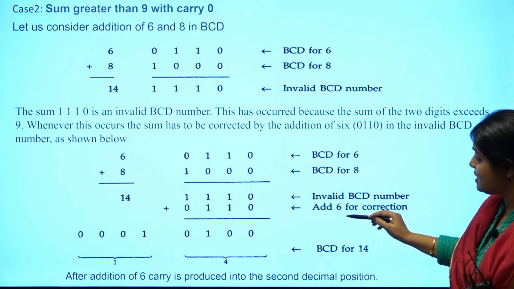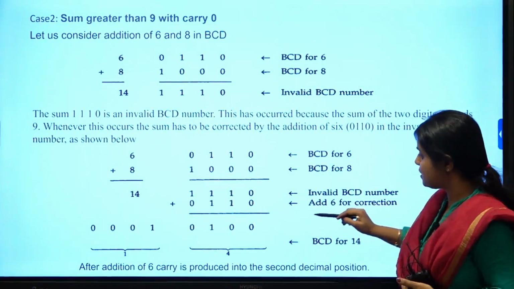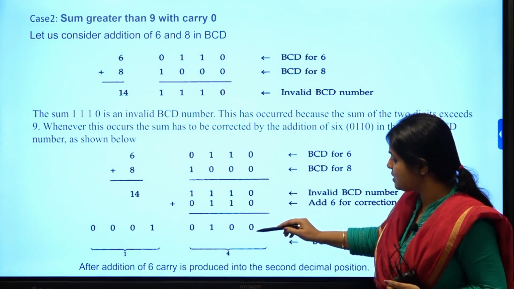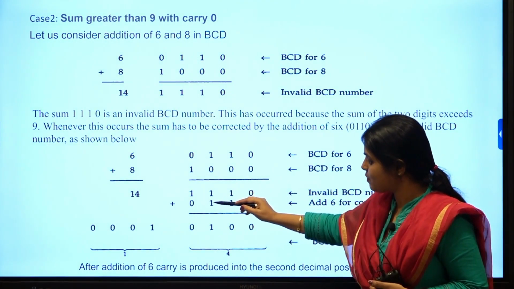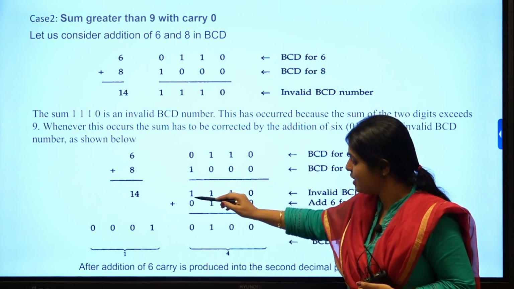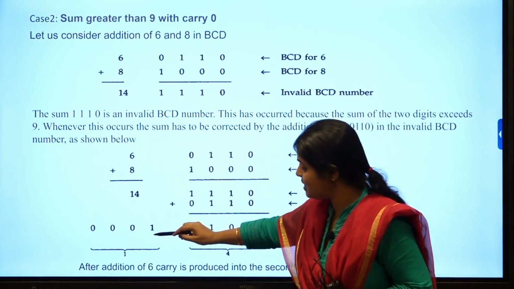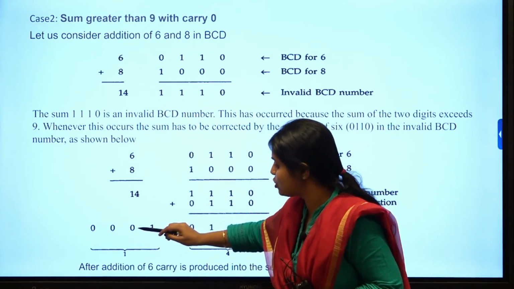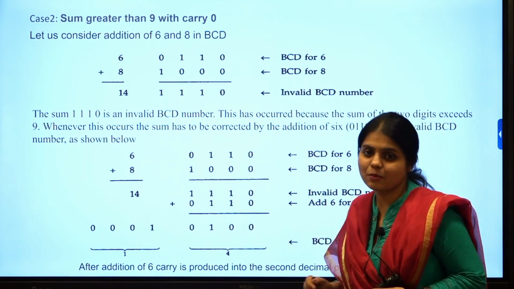Okay, we will add 6 for correction. 0, 1, 1, 0 is the 6 binary representation. Now I will be getting 0 plus 0 is 0, 1 plus 1 is 0 with carry 1, 1 plus 1 plus 1 is 1 with carry 1, and 1 plus 1 is 0 with carry 1. Okay, so when I take this carry, this is 0, 0, 0, 1, which is nothing but 1, and this is 0, 1, 1, 0, which is nothing but 4.